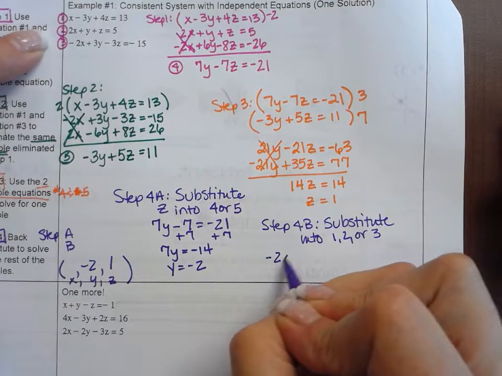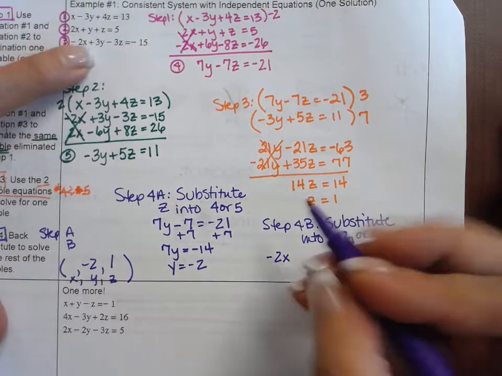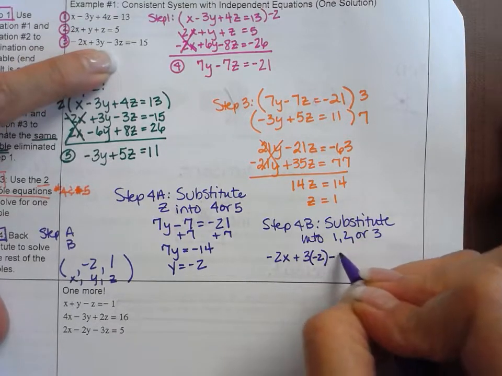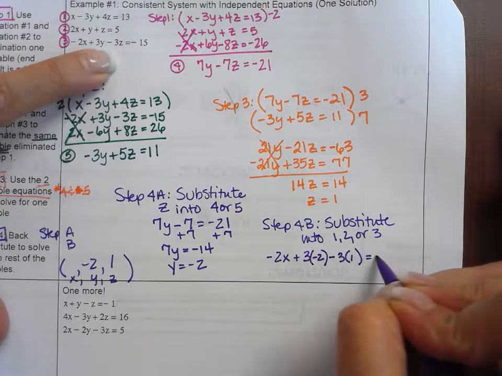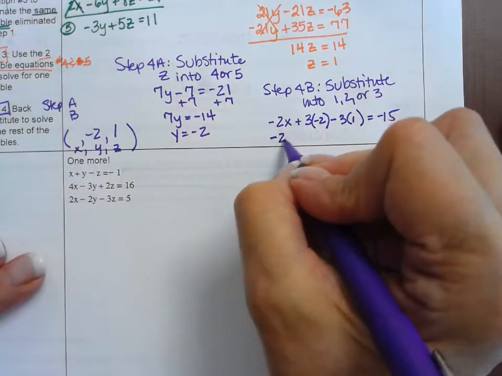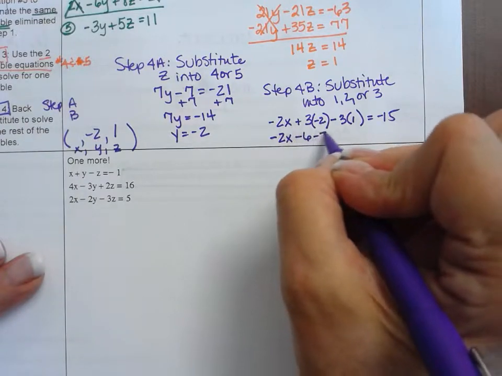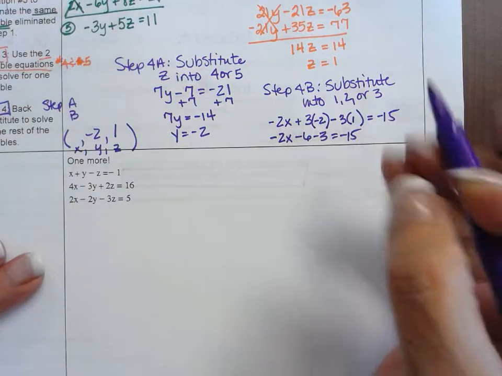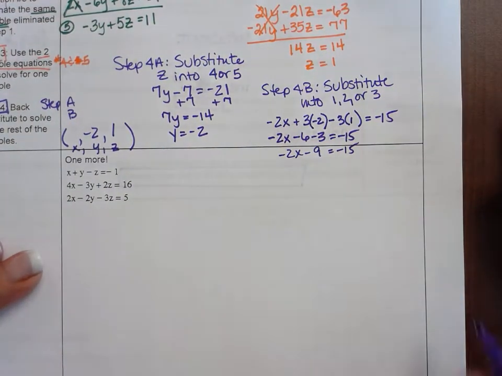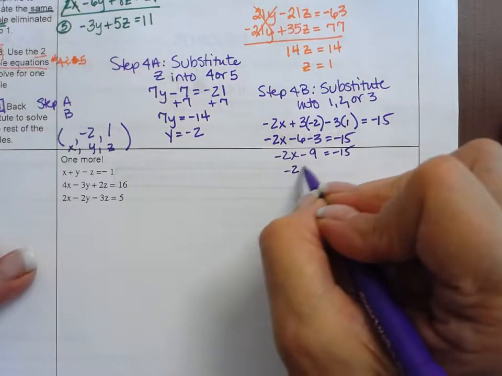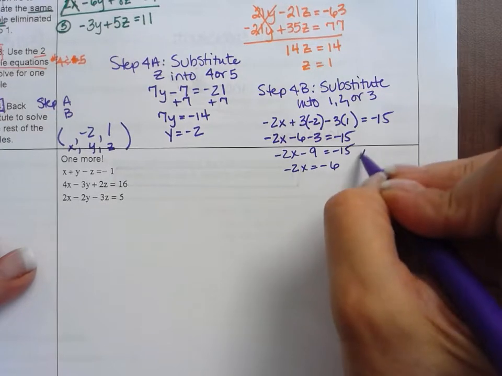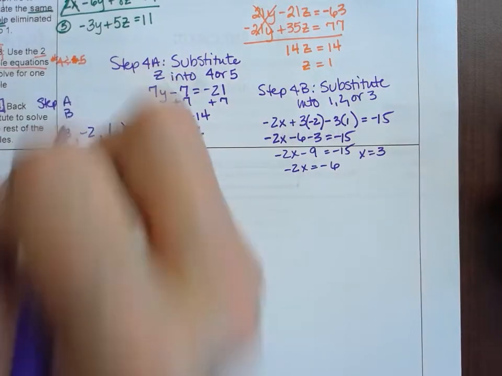So negative 2x, because I'm looking for x, plus 3 times negative 2 minus 3 times 1 equals negative 15. So negative 2x minus 6 minus 3 equals negative 15. So negative 2x is going to be negative 6. And so x is 3.